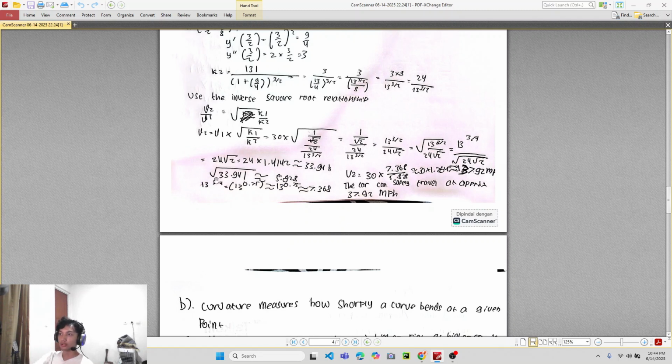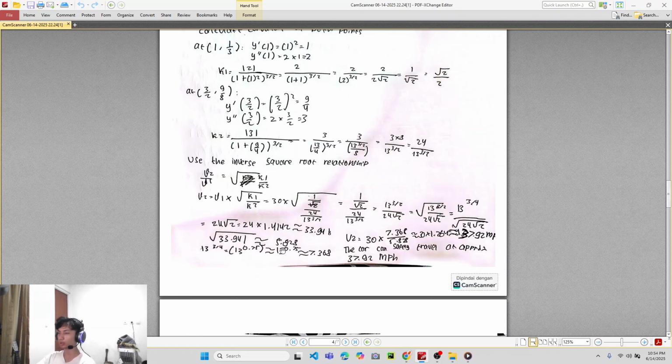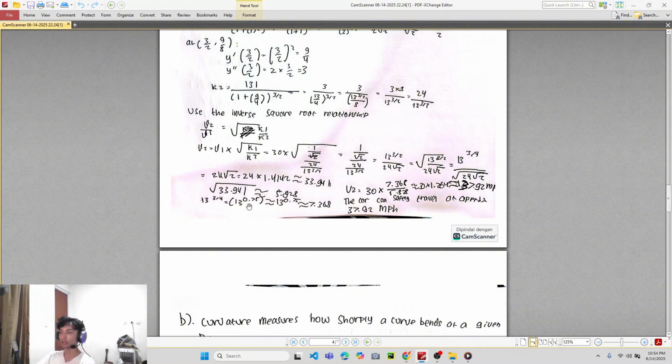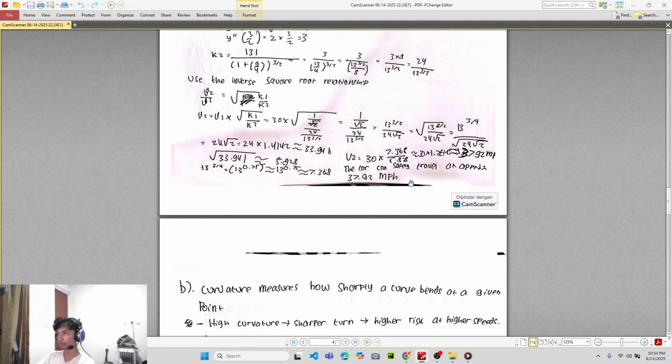Then we will take the root of 33.941, approximately 5.828, and 13 to the power of 3 over 4, it will be 13 to the power of 0.75, approximately 7.368. So v2 will be 30 times 7.368 over 5.828, so approximately 30 times 1.264, approximately 37.92 miles per hour.